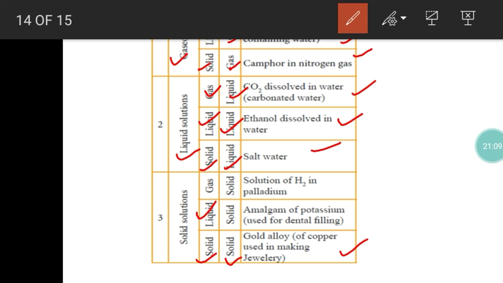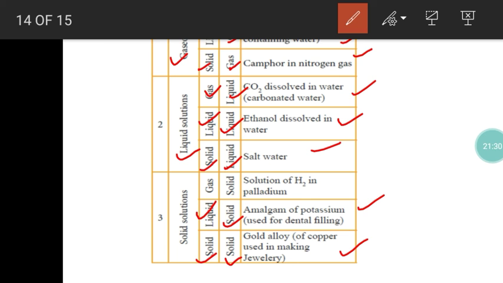Next, liquid and solid. So you take amalgam. So amalgam is an alloy of any metal with mercury. Okay, so mercury is a liquid metal, so other metals are mixed, we get amalgam. Example, amalgam of potassium or amalgam of silver. These are all used for dental filling process.